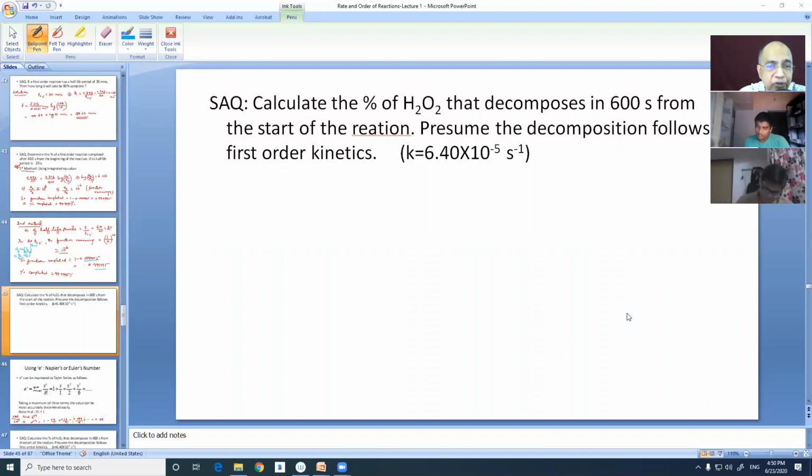Then after a few minutes, we are going to start second order kinetics, and then pseudo first order kinetics, then zero order kinetics. Then there are so many numericals involving all these orders and determination of rate law.